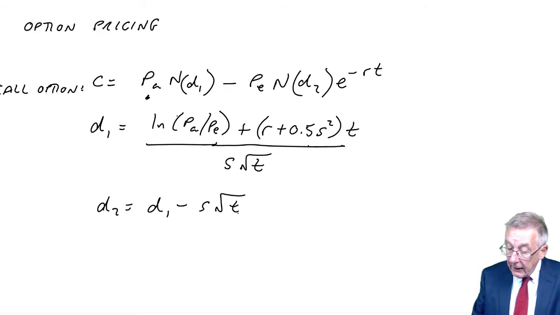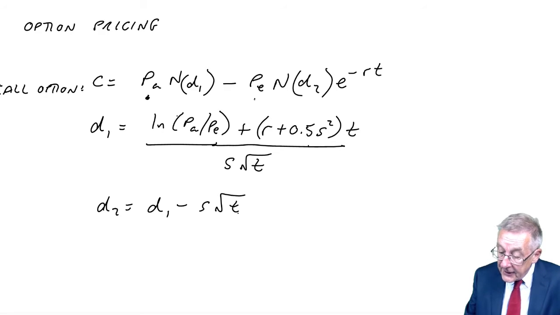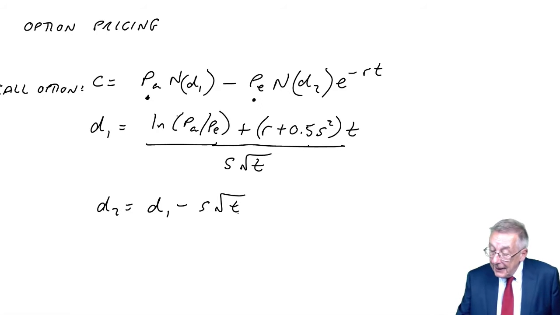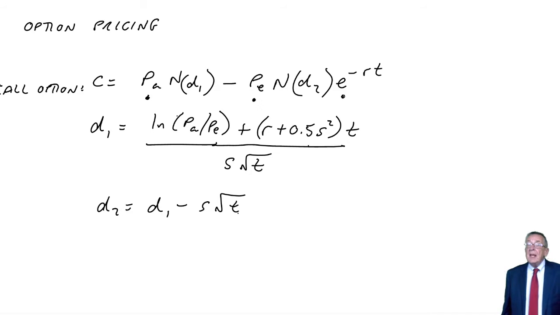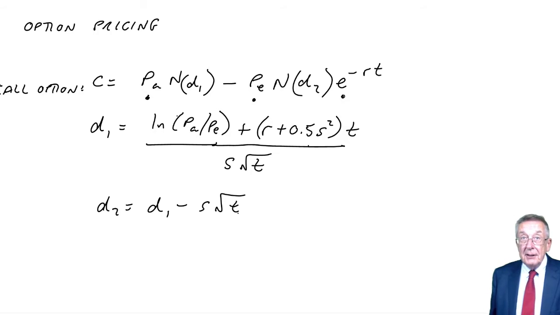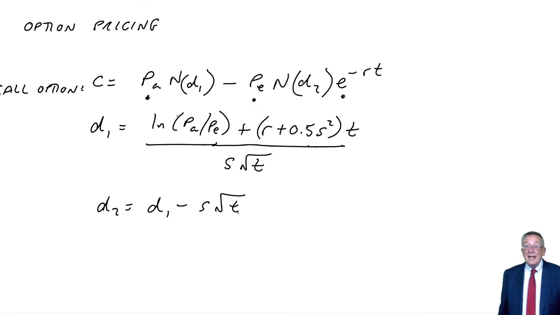PA is the current share price. We've said that is one factor. I said in the last lecture. PE is the exercise price. E is a constant. It's like pi. And if you've got a scientific calculator, you will have an E button. That's all you need. You don't need to remember how much E is. It's 2 point something. I can never remember.